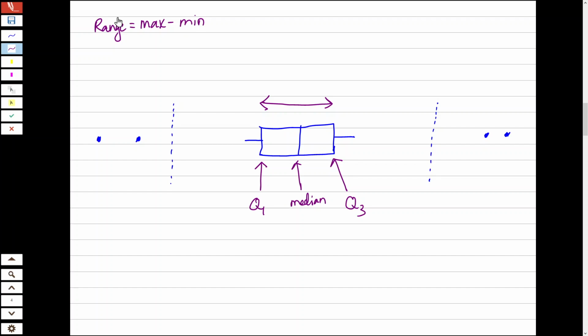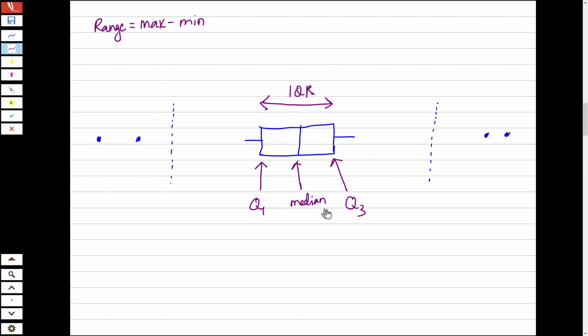Something, something, interquartile range. Remember? IQR is Q3 minus Q1. So if I draw an arrow between Q1, which is here, and Q3, which is here, that's the interquartile range, which I represented there. Okay. All right.